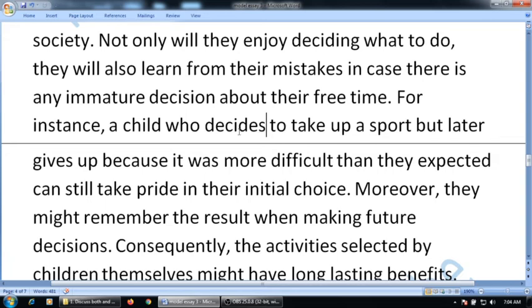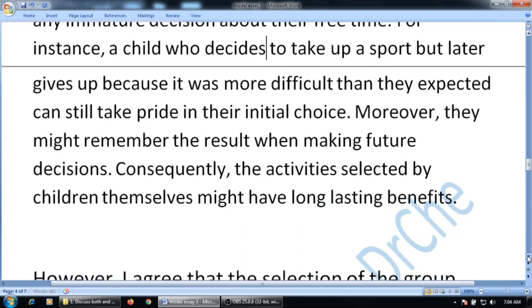A child who decides to take up a sport but later on gives up because it was more difficult than they expected, he can still take pride in his initial choice. Moreover, they might remember the result when making future decisions. What was the result? Even if they fail, they will keep it in mind for their future decisions. Consequently, the activities selected by children themselves might have long-lasting benefits.